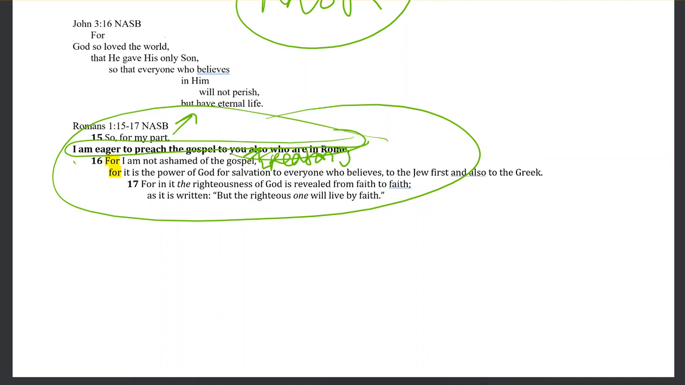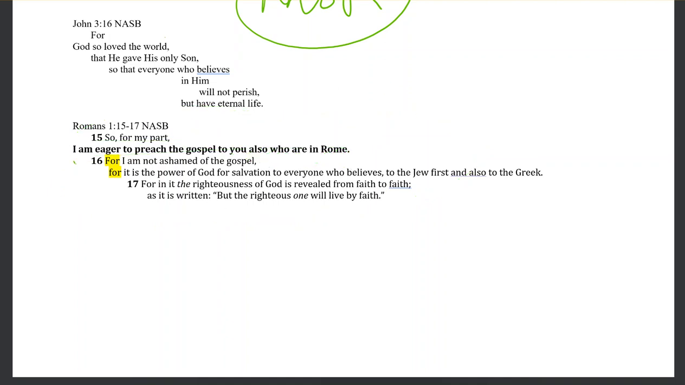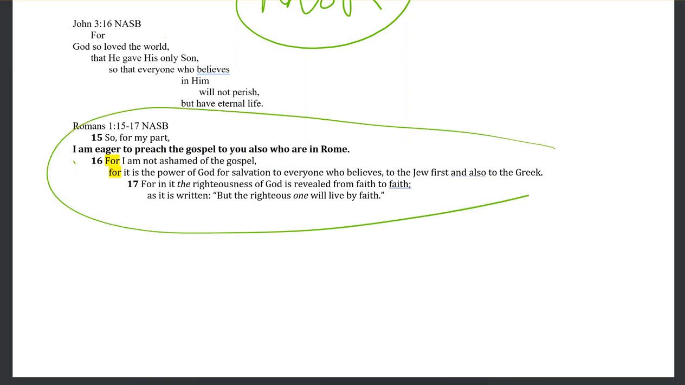Structuring the passage like this allows you to be able to see the flow of thought of the author, and it allows you to be able to also, if you're doing an outline of the passage, be able to do it.